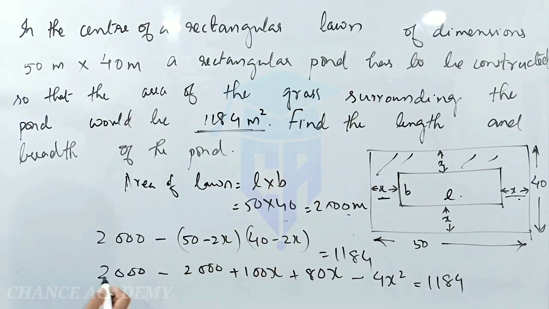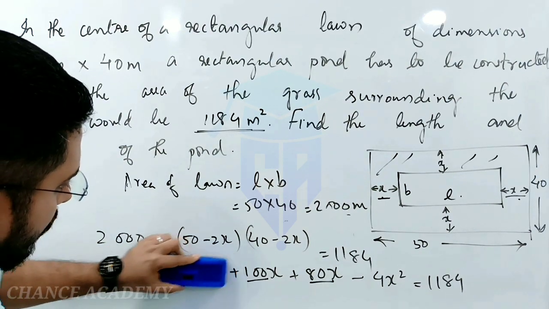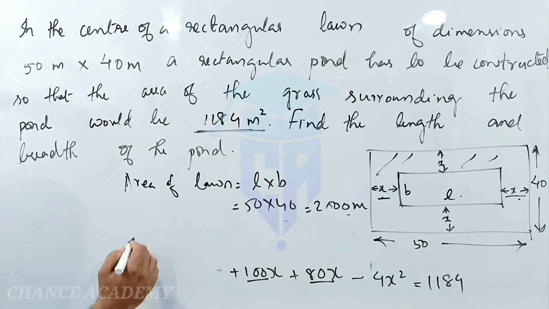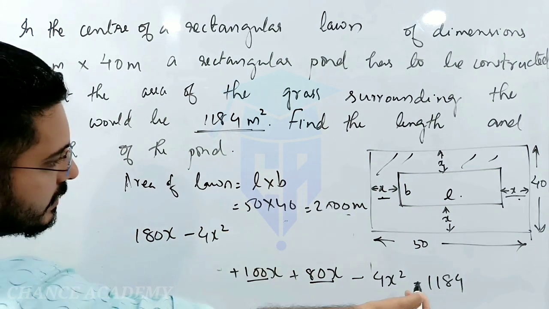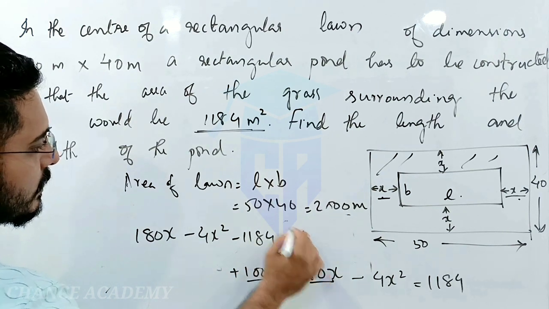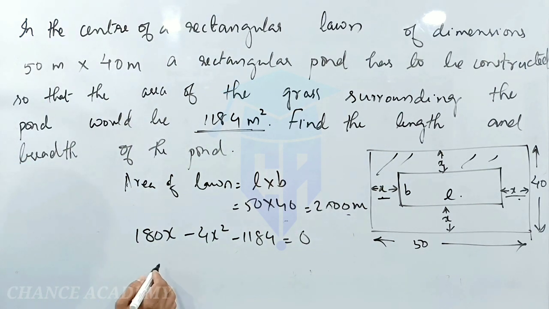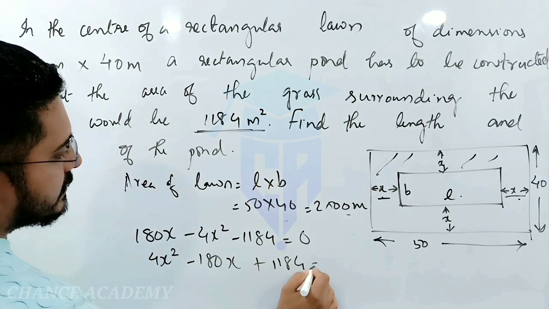So on expanding this, you will get an expression like this. The 2000 and 2000 will get cancelled. So you have 100x and 80x. Combining those, you will get 180x. So I'm rewriting this as 180x minus 4x square. On bringing that to the left side, it will be minus 1184 is equal to 0. Again, I can rearrange this so that the x square term is positive: 4x square minus 180x plus 1184 is equal to 0.